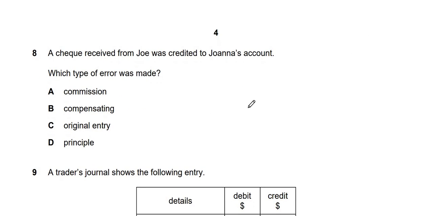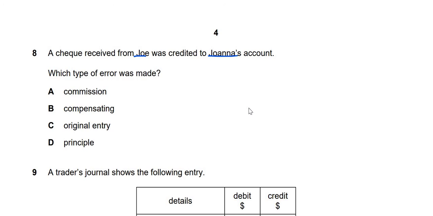Okay. Question number 8, it says a check received from Joe was credited to Joanna's account. Which type of error was this? So look, when the amount is posted to a wrong account, but the correct class of account. So look, this is the correct class of account. The account name is wrong, but the type of account is correct. It is called error of commission.